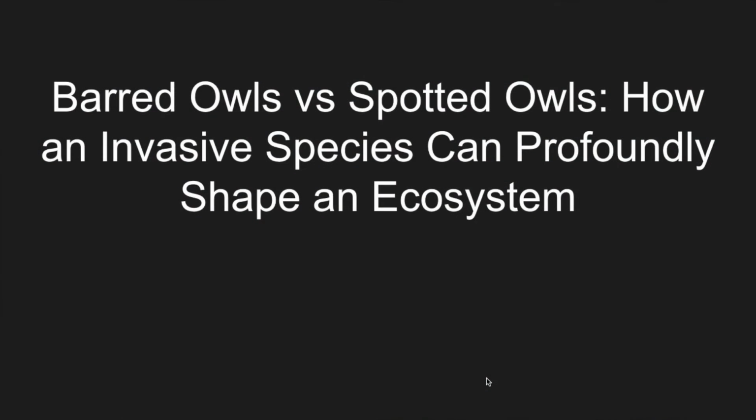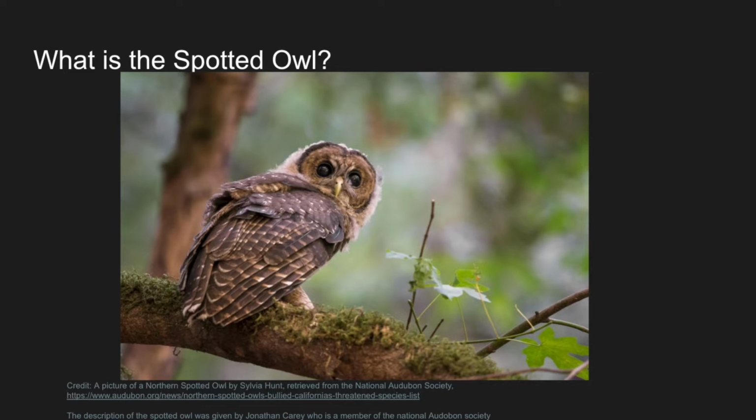In this project, my group and I will be discussing the barred owls versus spotted owls, how an invasive species can profoundly shape an ecosystem. Now to begin, the Northwestern United States represents a unique balance of organisms living within the ecosystem, with a rigid structure of predation. In the 1900s originally, the area was dominated by the spotted owl.